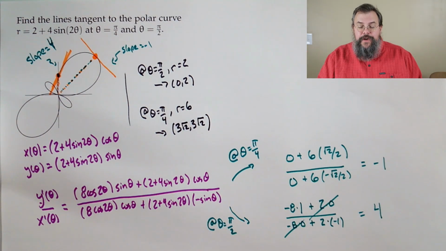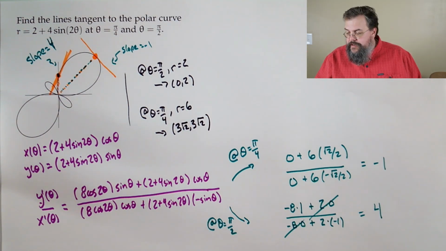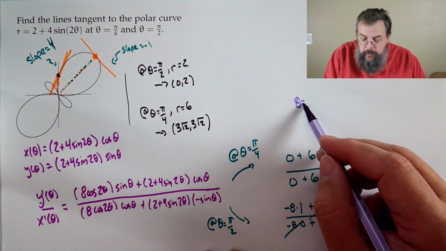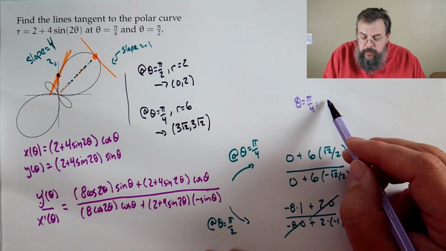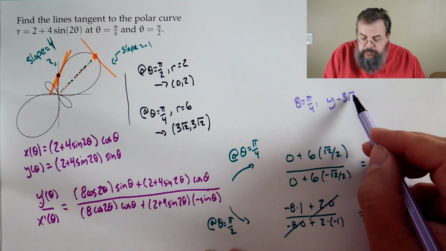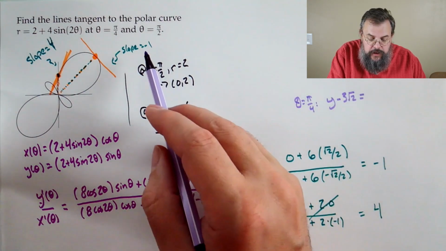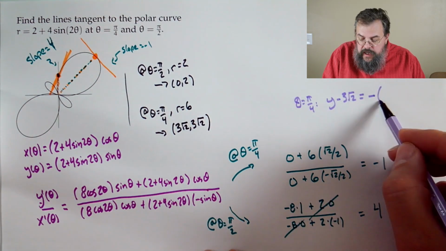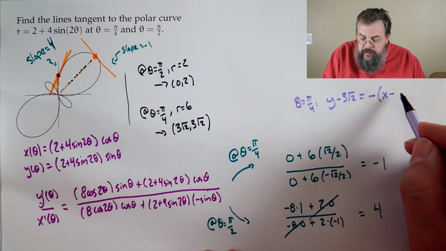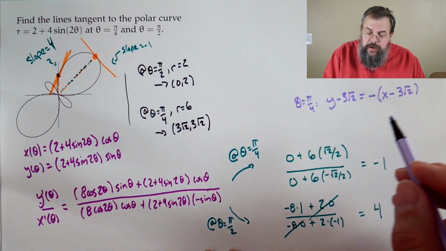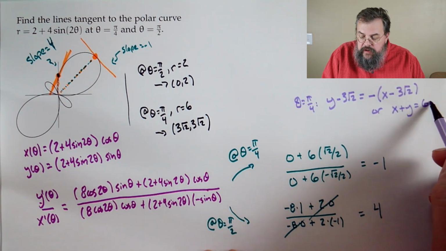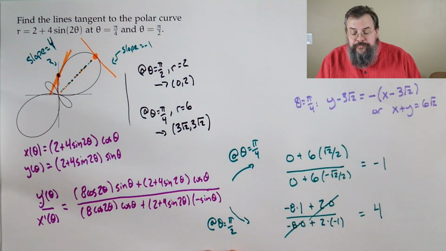Now we have our slopes and our points. Life is good. We can write down our answers. At theta equals pi over 4, we can say that y minus 3 root 2, our y value, is equal to our slope, minus 1, times x minus our x value, 3 root 2. Now we could, if we wanted to, write that as x plus y equals 6 root 2. That works as well.